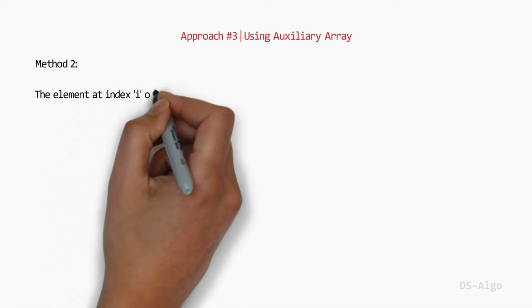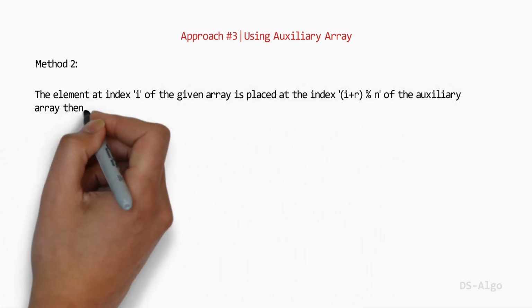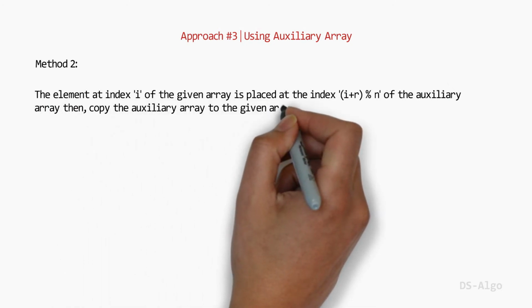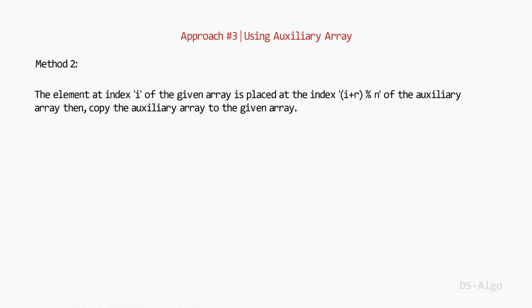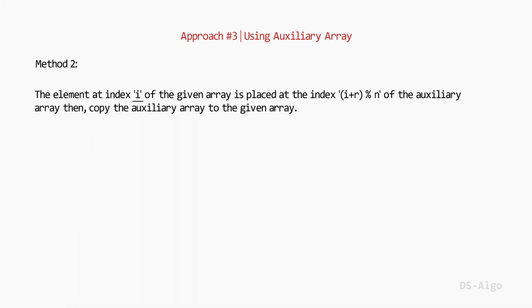Method 2. The concept of this algorithm is that the element at index I of the given array is placed at the index (I plus r) modulus n of the auxiliary array, then copy the auxiliary array to the given array, where I is the index of the current array, r is the rotation count, and n is the array size.